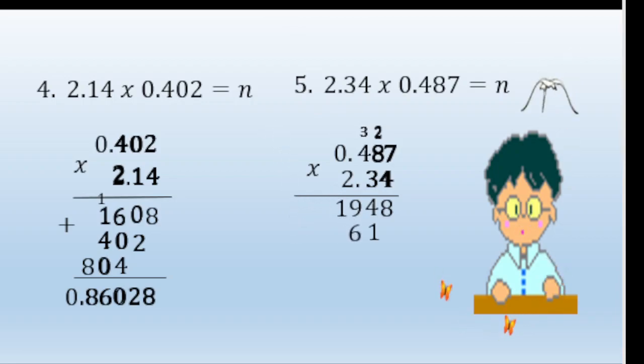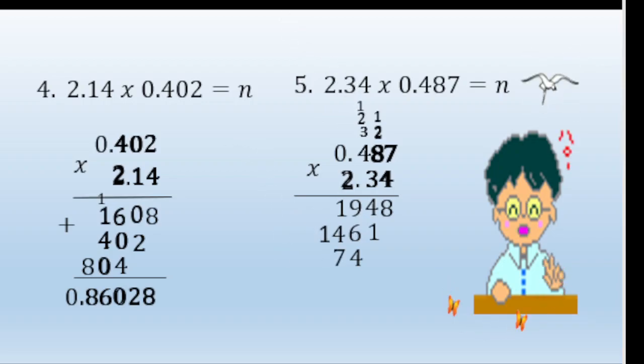Carry 2. And then 3 times 4 is 12. Plus 2 is 14. Then you have 2 times 7 is 14. Carry 1. Then 2 times 8 is 16. Plus 1 is 17. Carry 1. Then the last is 2 times 4 is 8. Plus 1 is 9. Then add.